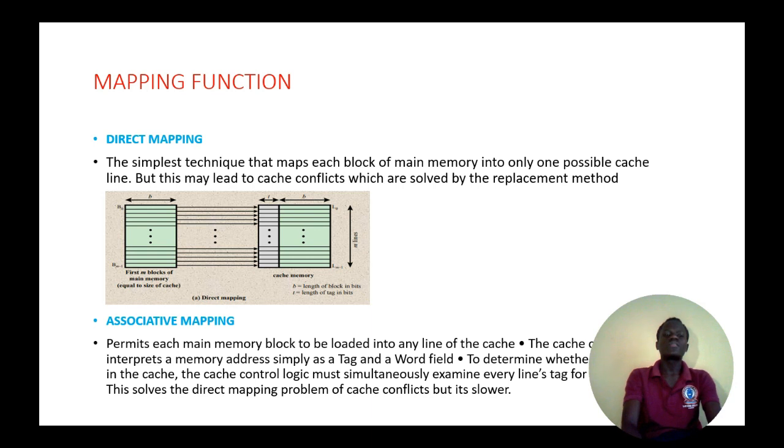Then we go to associative mapping. This permits main memory blocks to be loaded into any line of the cache.